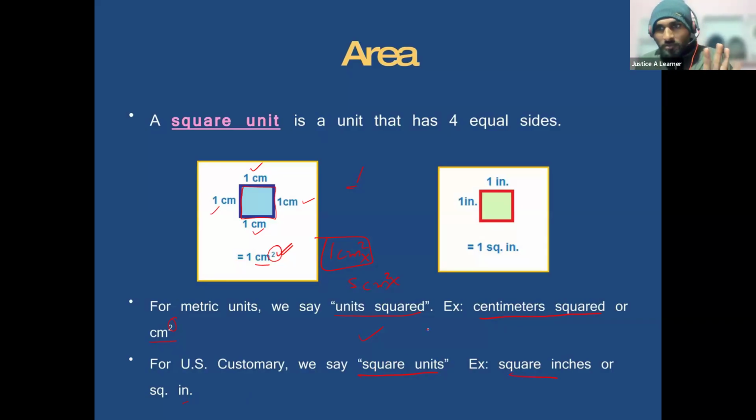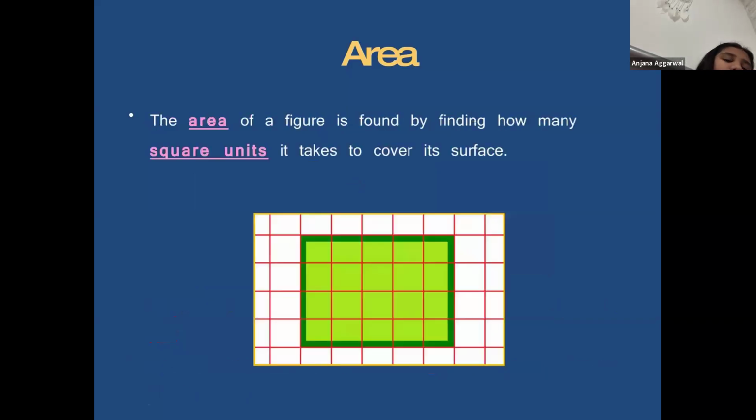I hope now both things are clear to you, right? Two different names, but they are referring to the same thing. Either you call it centimeter square or square centimeter.